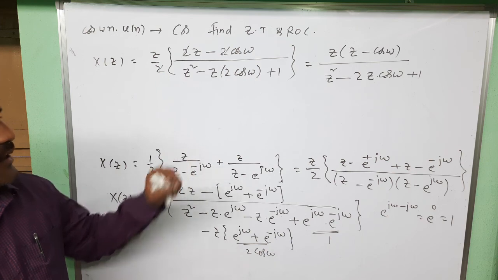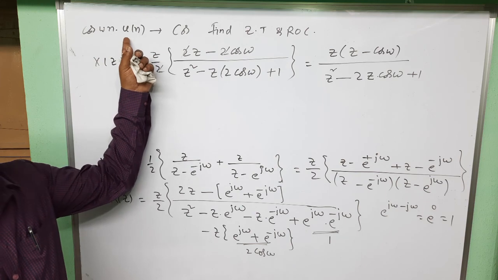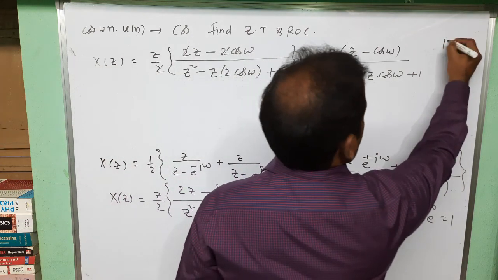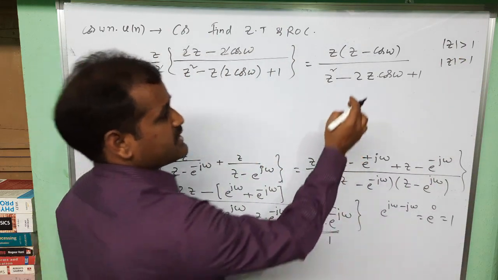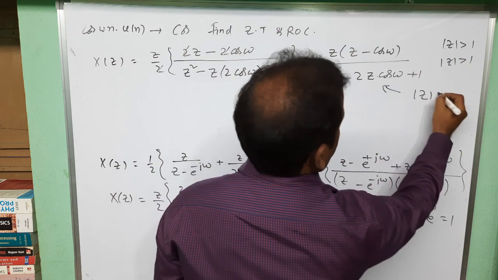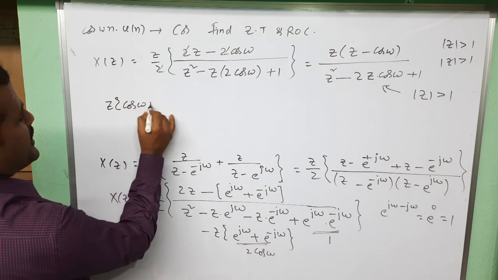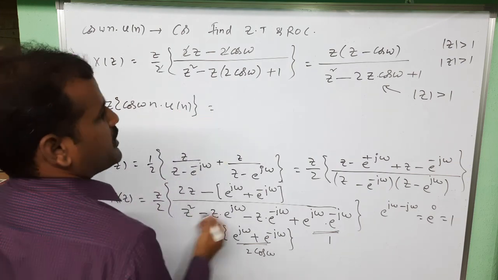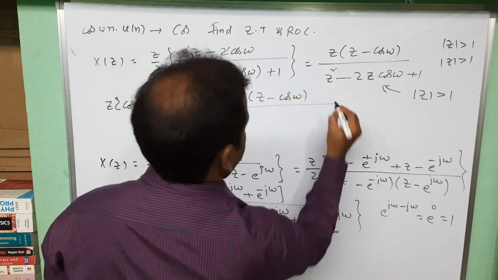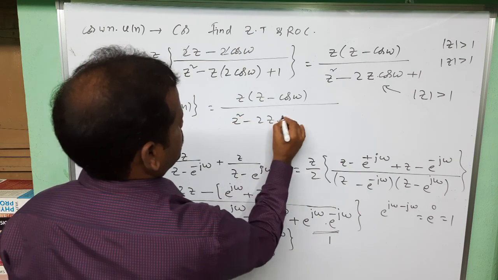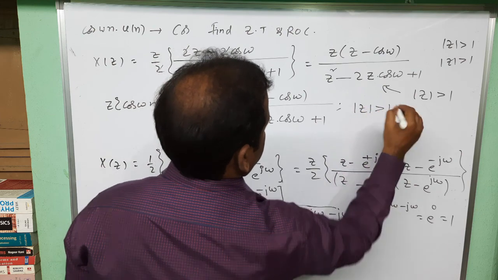So we have taken the complex exponentials' Z transforms for finding the Z transform of cos omega n. For those two complex exponentials, the ROC is mod z greater than 1. So the Z transform of this function also has mod z greater than 1. So the Z transform of cos omega n u of n, finally we got, is z into z minus cos omega divided by z square minus 2z cos omega plus 1, with ROC mod z greater than 1.